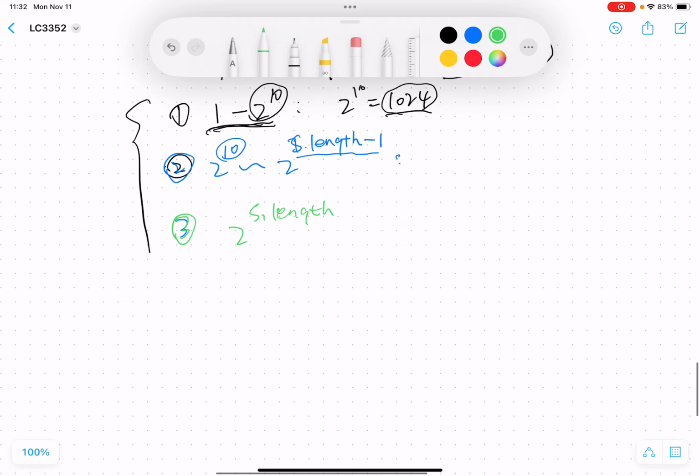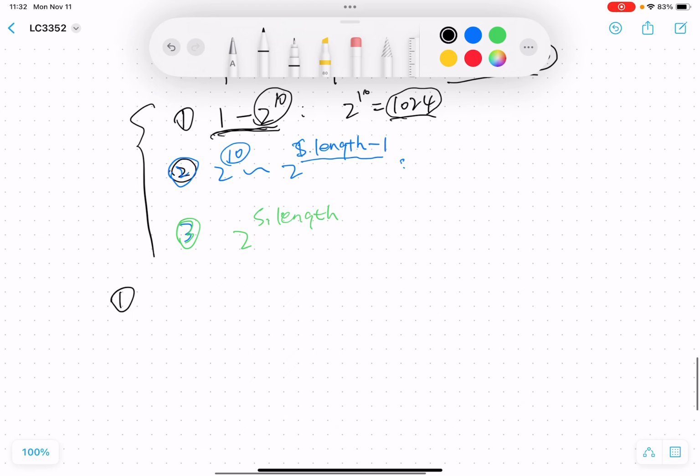Okay, let's solve it one by one for every part. Okay, the first part, we can do it with the brute force method and check every number to determine if it can meet the requirement. For the second part, it's an interesting question.